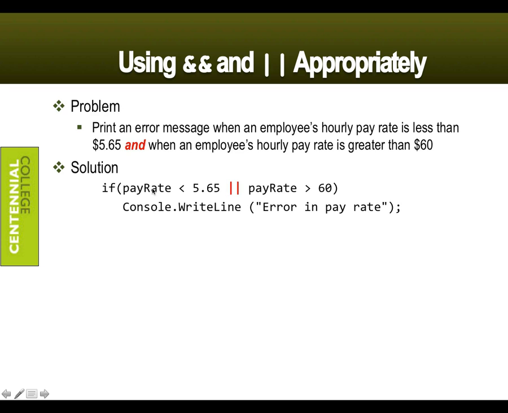Okay, so what is it saying? If pay rate is less than 5.65 or pay rate is greater than 60, something's wrong. Either condition, it's wrong. That's a big range: less than 5.65 down to negative infinity, and greater than 60 up to infinity. A lot of numbers there, it's wrong, because they're saying you can't get paid less than 5.65, and you can't get paid more than 60 bucks an hour in this particular case.